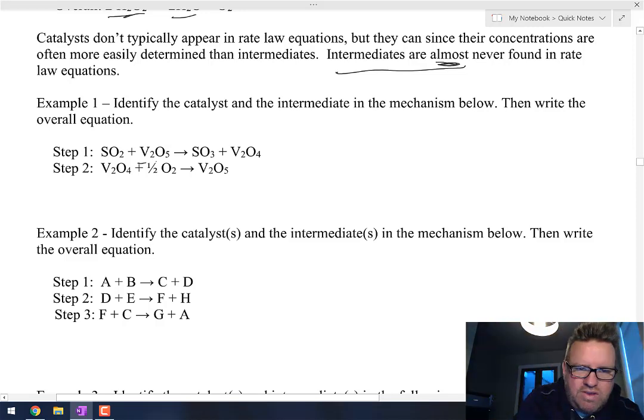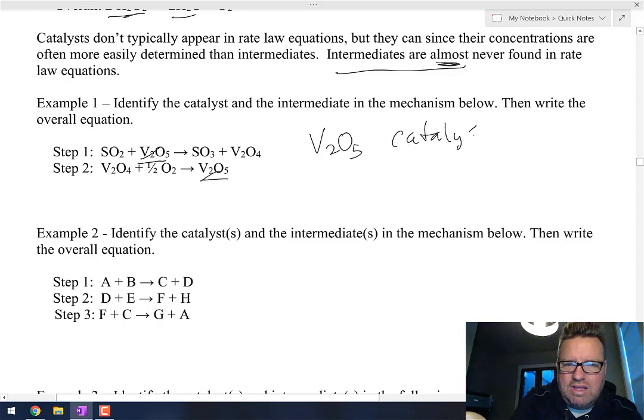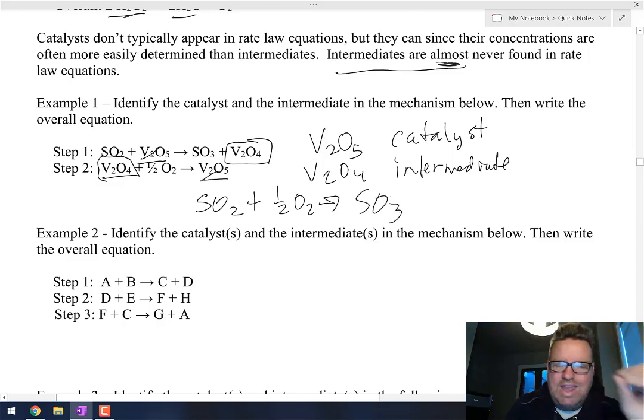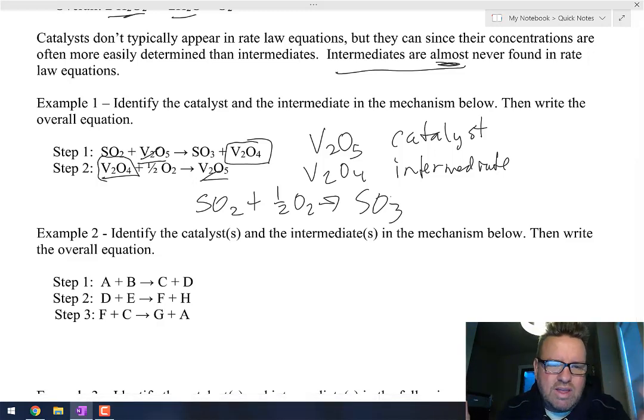So we're starting with some V2O5, and we're forming some V2O5, therefore V2O5 is a catalyst. Then we're forming V2O4, and then we're using up that V2O4, which means that V2O4 is an intermediate. Now, if you notice, just overall, what do you have? You have SO2 reacting with half of an O2, making SO3. Notice that the vanadium compounds don't show up at all in that whole equation.